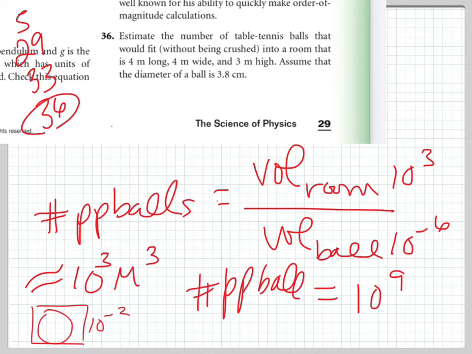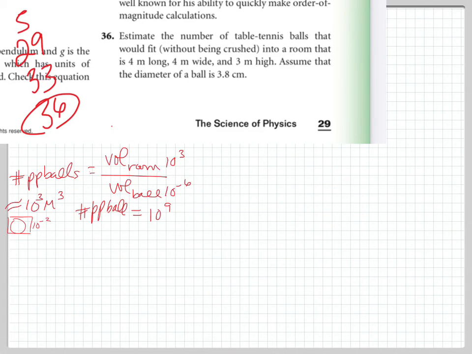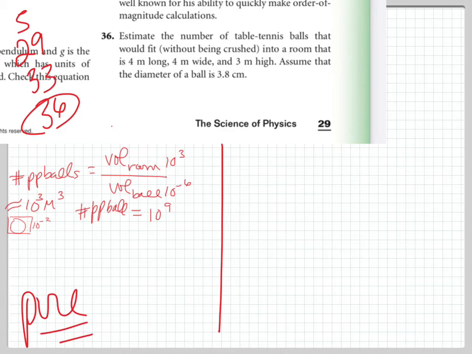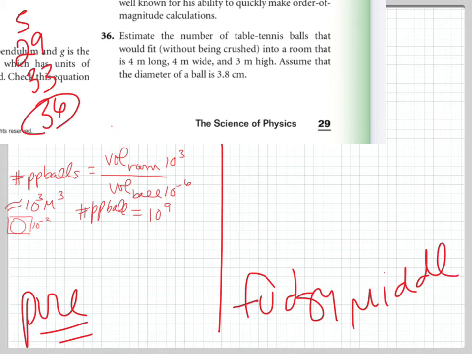Let's see how different an answer we get. Okay, this is what I'm going to say. Pure Fermis rely on only powers of 10, only orders of magnitude. If we want to do a little better than that, 4 times 4 times 3, okay, that's 48. So this is the purist's approach. I'll call this the fudgy middle ground. I tend to go to the fudgy middle ground myself.